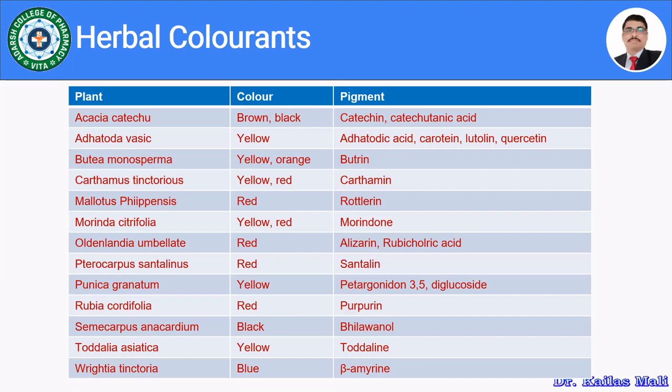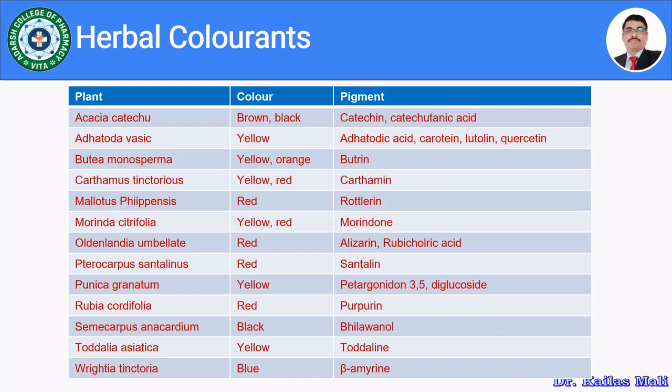Then Mallotus philippensis, which gives the red color due to the presence of rottlerin. Then Morinda citrifolia, which gives the yellow to red color due to the presence of morindone. Then Oldenlandia umbellata, which gives the red color due to the presence of alizarin and rubichloric acid. Then Pterocarpus santalinus gives the red color due to the presence of santalin.